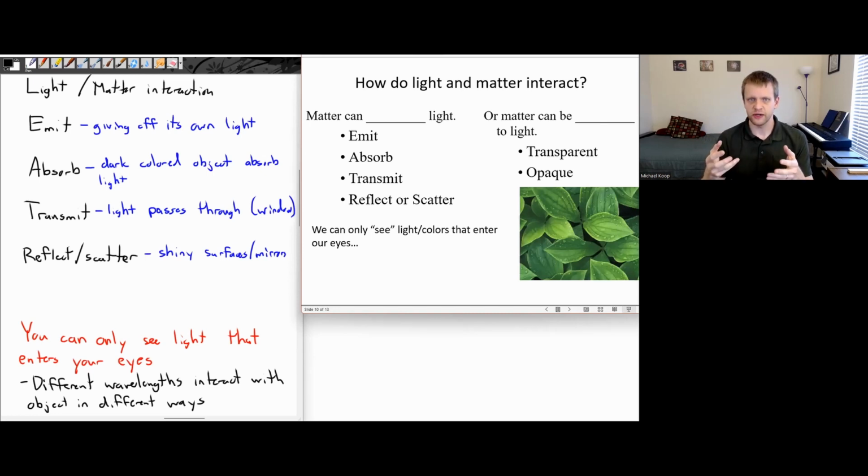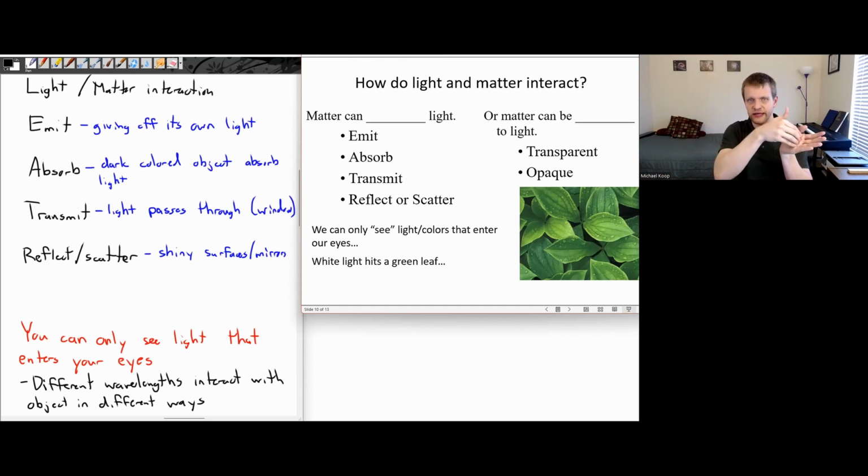So let's say that there is a green leaf. You're looking at a tree, it's being illuminated by the sun, and you see this green leaf. Well, the sun's light is white. If that white light comes in, again, it has all the different colors. It's got red light, it's got green light, it's got blue light, it's got everything in it.